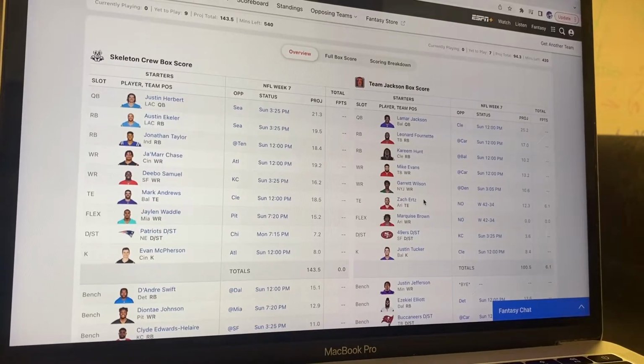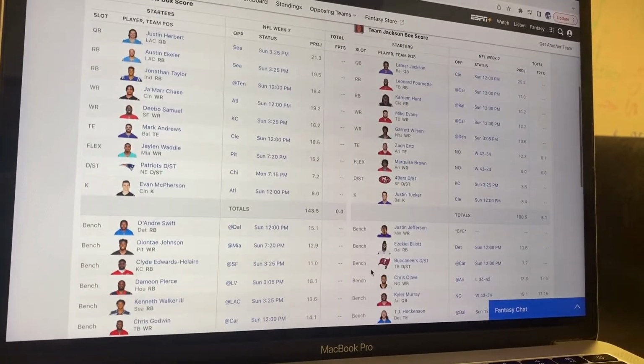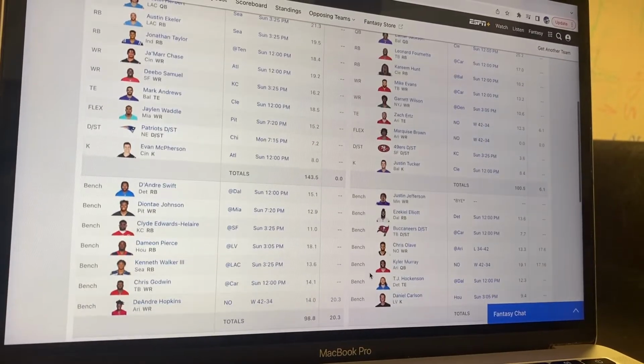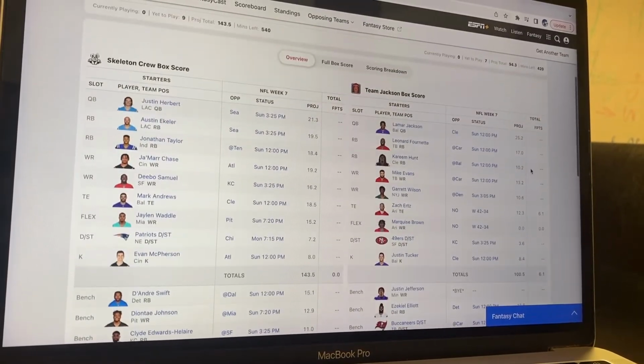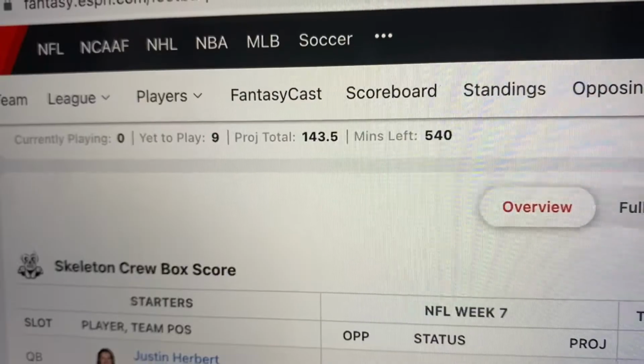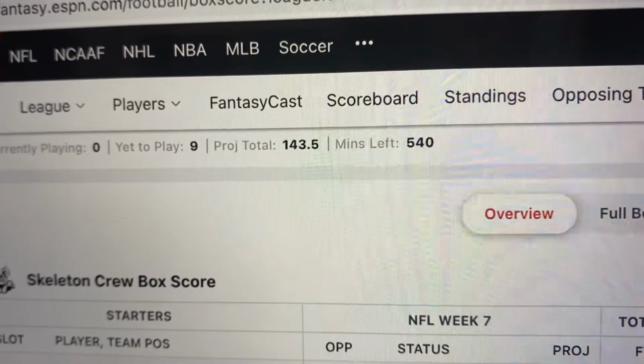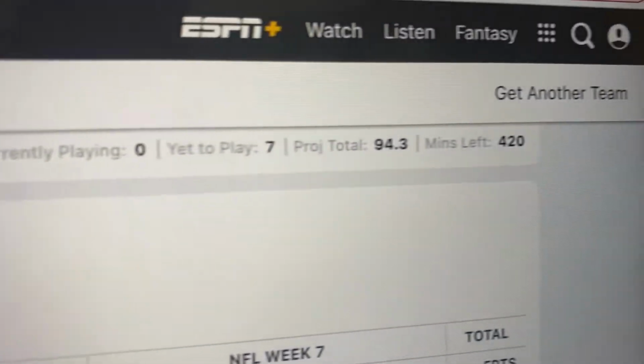So in order to set the perfect lineup, you're going to want to do some research on your opponent. The first metric I like to look at is projected overall points, as it will give some insight as to who is projected to win and the amount of points that you're projected to score. As of right now, my projected score is a lot higher than my opponent's, so this week's looking good for me.